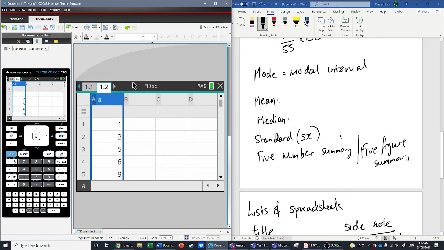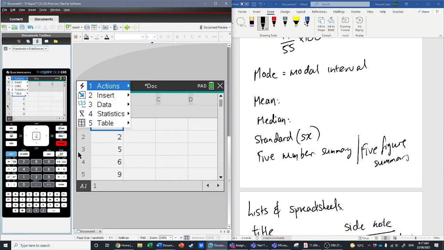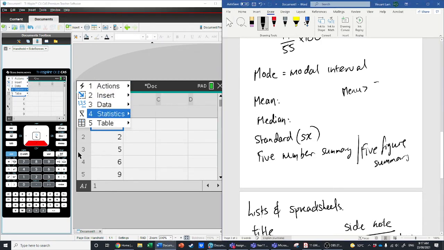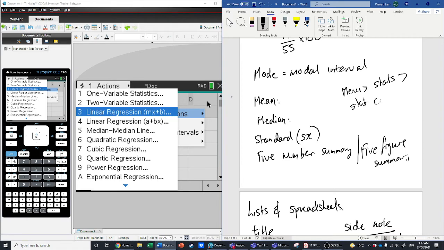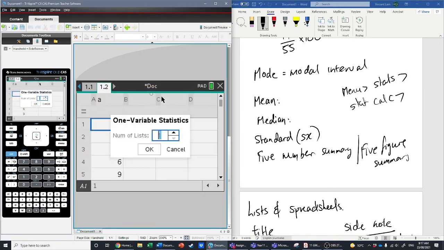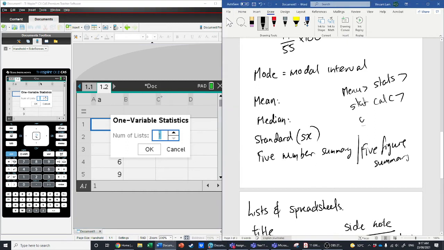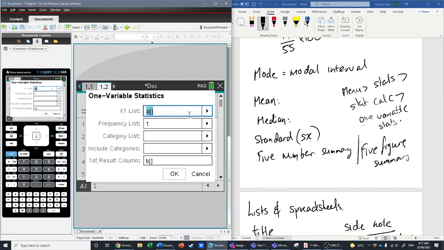Now, the rest of it, to work out the mean and the median: menu, statistics, so menu, stats, okay, stat calc, and one variable statistics. Okay, we're only dealing with one, so hit OK. The X list, you need to select what you've called it, so what you do is you move your cursor.